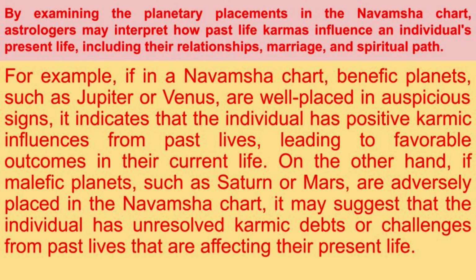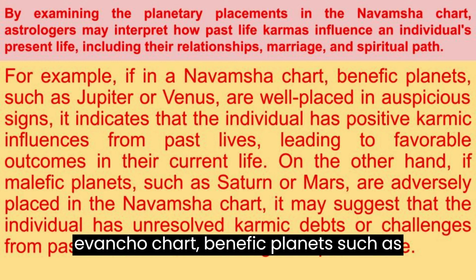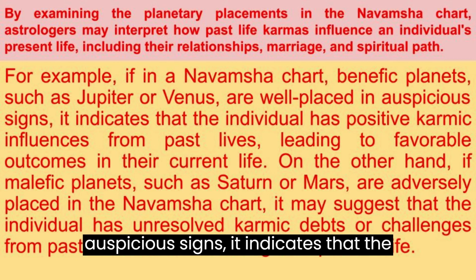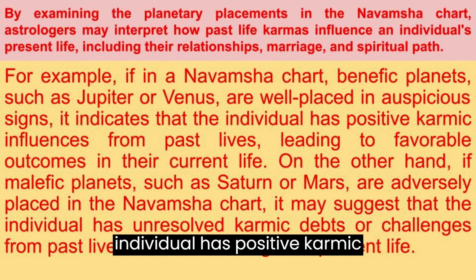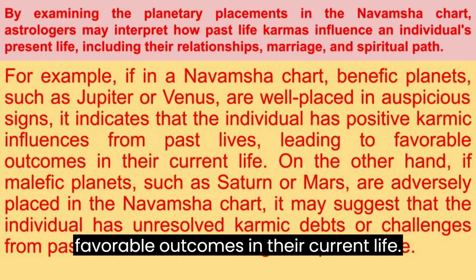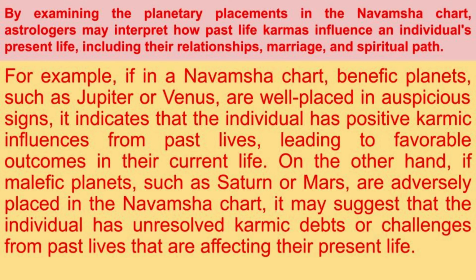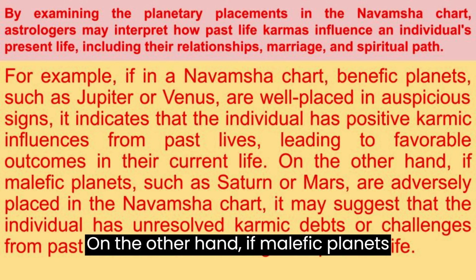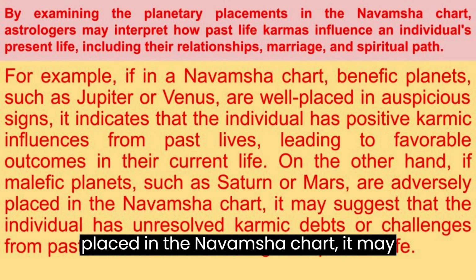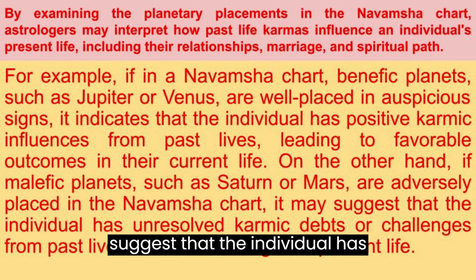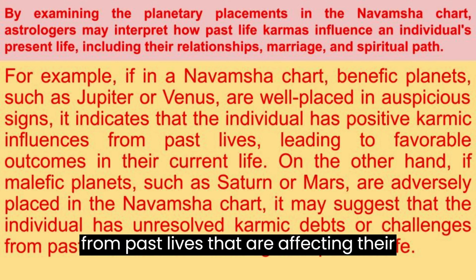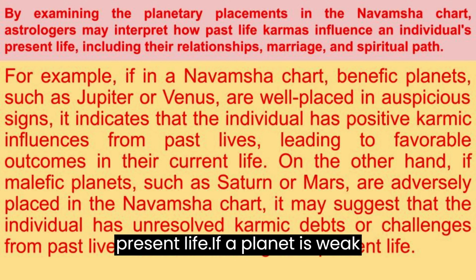For example, if in a Navamsha chart, benefic planets such as Jupiter or Venus are well placed in auspicious signs, it indicates that the individual has positive karmic influences from past lives, leading to favorable outcomes in their current life. On the other hand, if malefic planets such as Saturn or Mars are adversely placed in the Navamsha chart, it may suggest that the individual has unresolved karmic debts or challenges from past lives that are affecting their present life.